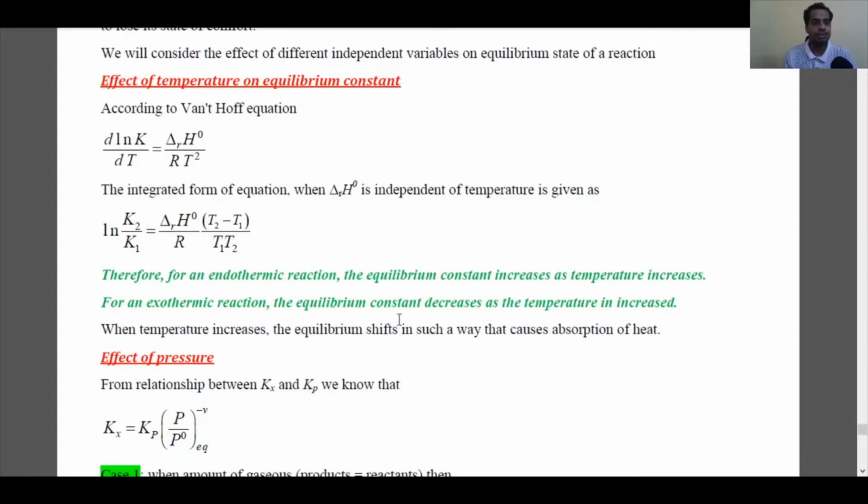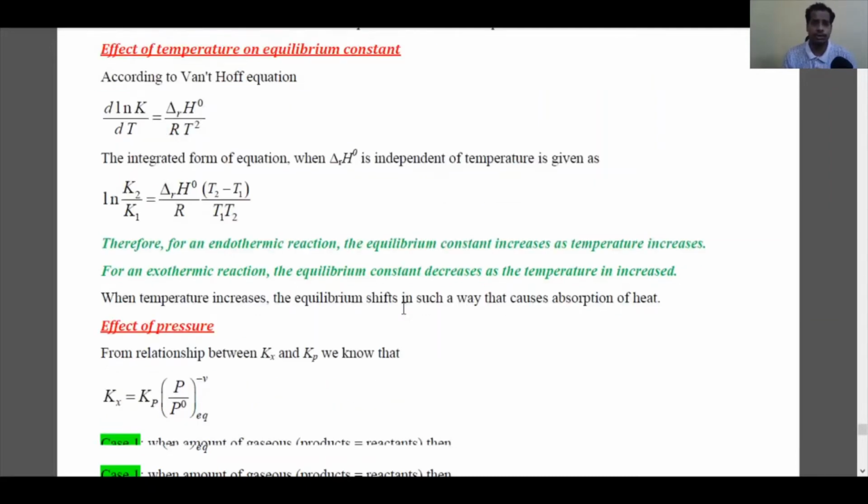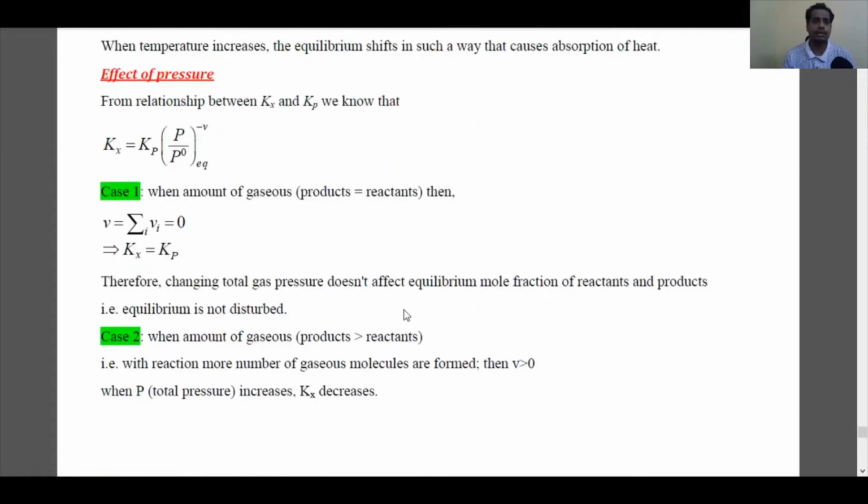The reaction proceeds in a backward direction. Okay. So this is the effect of temperature on equilibrium constant. Now let's consider the effect of pressure.